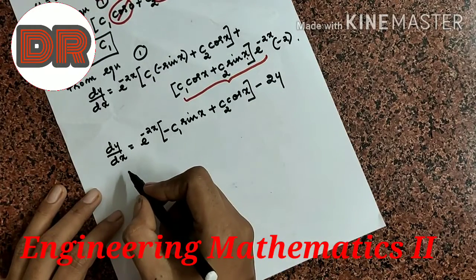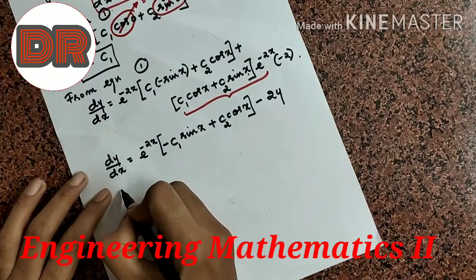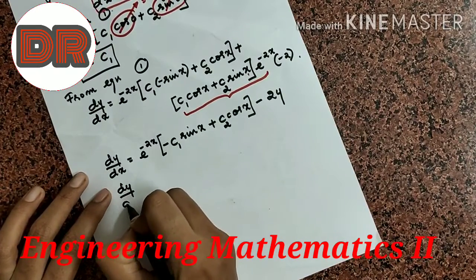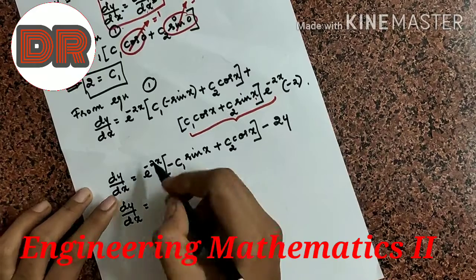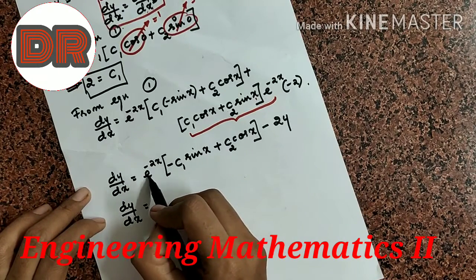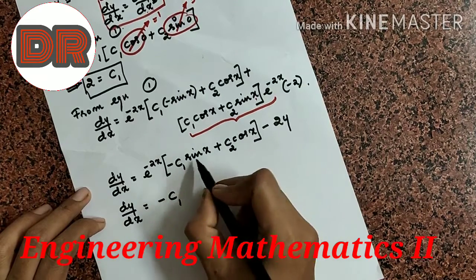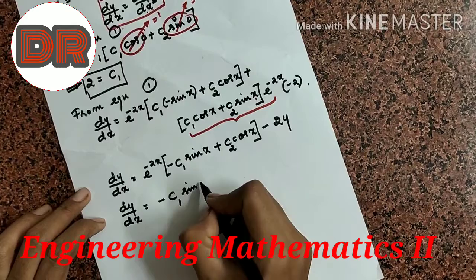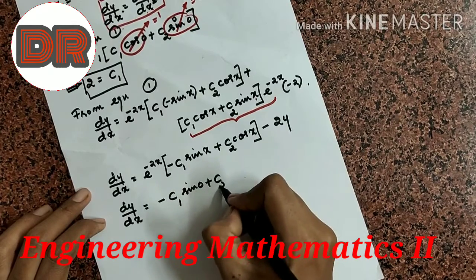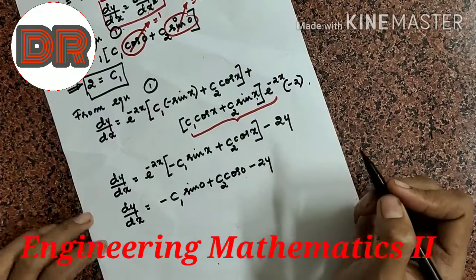Now we will substitute x is equal to 0 here. So what will we get? The dy by dx value we do not know, so let us write it as it is. So x is equal to 0, if I put it here, e to the power 0 is 1. So it is minus c1 sin 0 plus c2 cos 0 minus 2y.